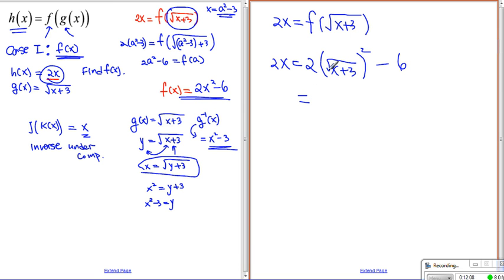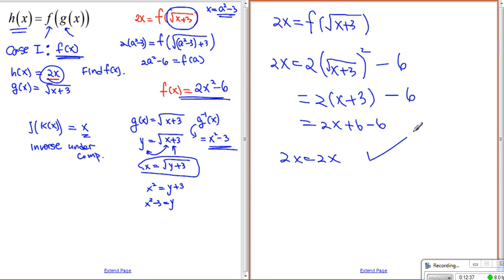Here we have the square root, and then the square will be reduced to x plus 3, simply, and subtracting 6. And once you look at it, this becomes 2x plus 6 minus 6 by distributing the 2 onto the 2 terms here. And as we see, the addition of 6 and subtraction of 6 will cancel out, we end up getting 2x is equal to 2x indeed. So we know that that would have been okay.